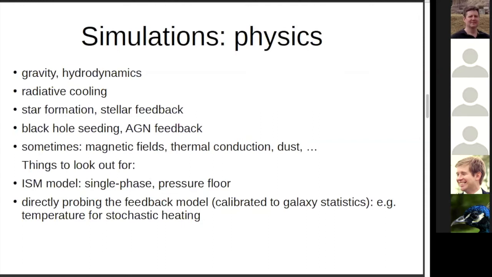So basically two big things to look out for if you're post-processing this Eagle data: the interstellar medium has a very simple model, and depending on what you're looking at, you might be quite directly seeing the parameters of a feedback model, and you need to be aware that that might not be entirely reasonable.